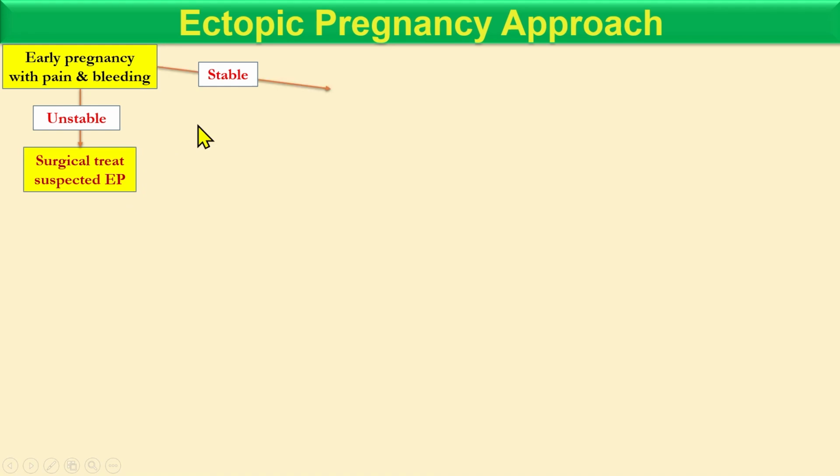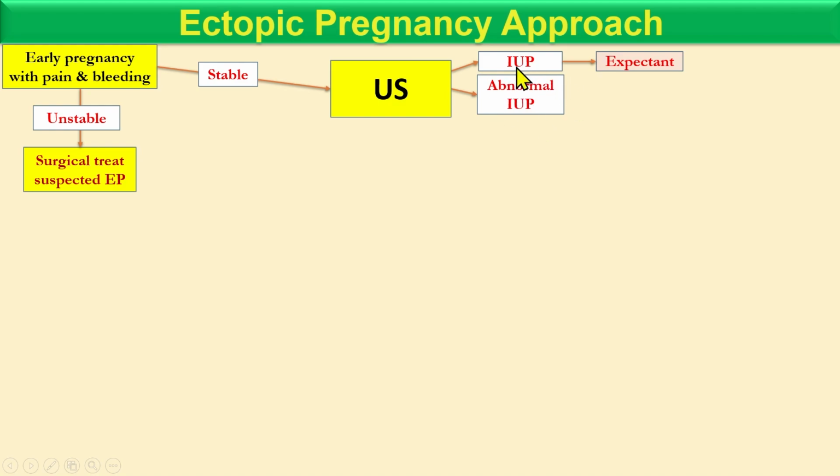If she is stable, then you go for the ultrasound. In the ultrasound, what do you want to see? You see either it's an intrauterine pregnancy, then of course you give expectant management only. So this is the option. If the intrauterine pregnancy is abnormal, then you go for D&C, meaning dilatation and curettage, or in the medical option you can give misoprostol.